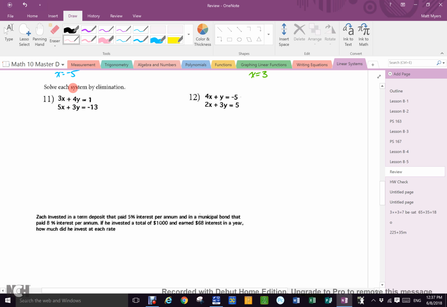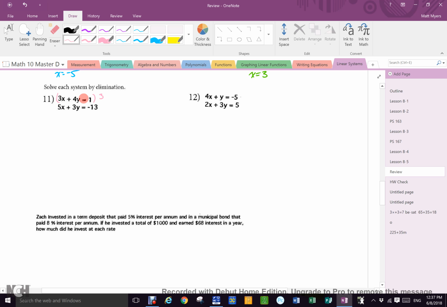Everybody good? If you're going to eliminate y, what do you got to multiply the top by? 3. The bottom by? 4. Because if you're eliminating x's, you got to get them to 15. If you're eliminating y's, you got to get them to 12. Right? Okay. I don't care which one you did because you're going to get the same answer regardless, aren't you? That's how systems work. So on this one, I'm going to eliminate the y's just for fun.